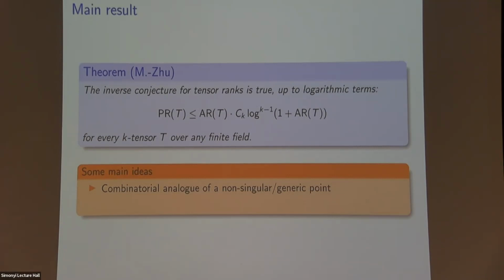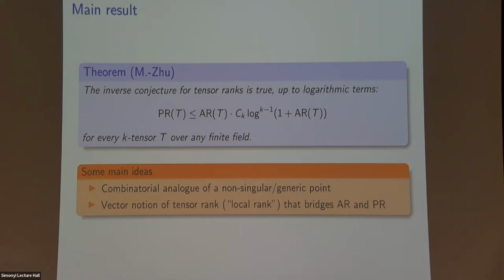Some main ideas here: one is that we define a combinatorial analog of this geometric notion of a generic point or a non-singular point. So essentially there's no geometry in our proof, which is key here. Everything is combinatorial, everything is probabilistic, but nothing geometric here, except maybe some intuition.